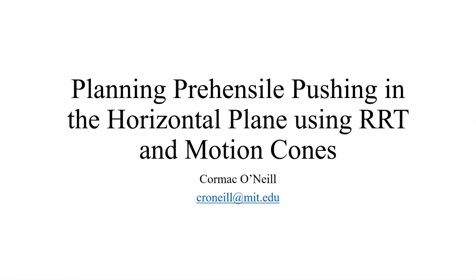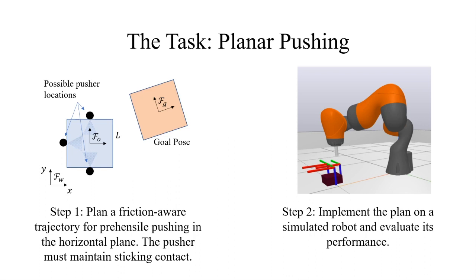This is a summary of my final project on planning prehensile pushing in the horizontal plane using rapidly expanding random trees and motion cones. Pushing is a deceptively complex task, and I chose to focus on a simplified case, pushing a predefined object in a horizontal plane with a point contact, i.e. pushing an object while it rests on the ground.